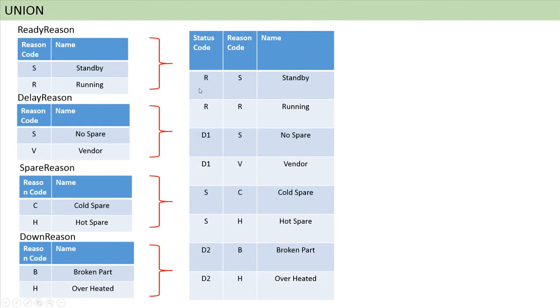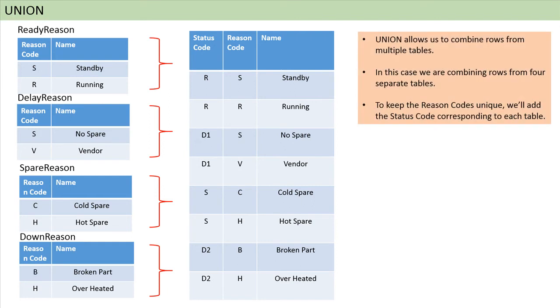And here you can see that I have the status code, the reason code, and the name. Now you'd be wondering, where does the status code come from? Because it's not part of any of these tables. The only thing we see here is reason code and name. Well, what I did is I created what's called a static field. You'll see in the syntax here, I literally put in values like R, D1, S, and D2. So the union is going to allow us to combine the rows from multiple tables, and because the reason code is not unique on its own, I added that status code to give me something to match against. So now I'll match against status code and reason code to get the name.